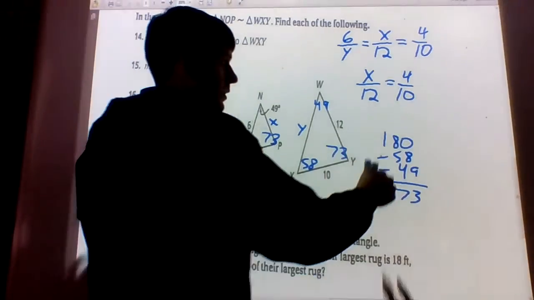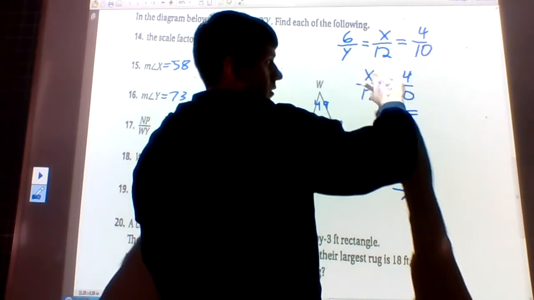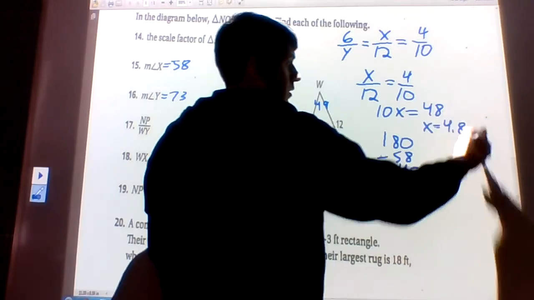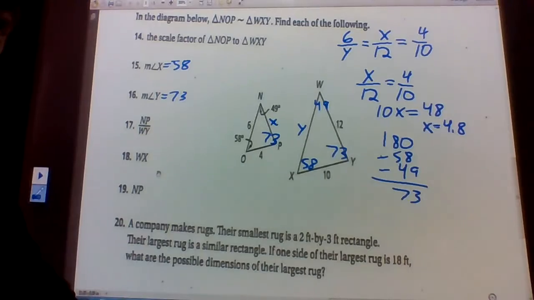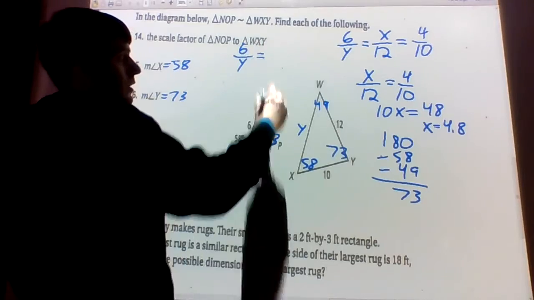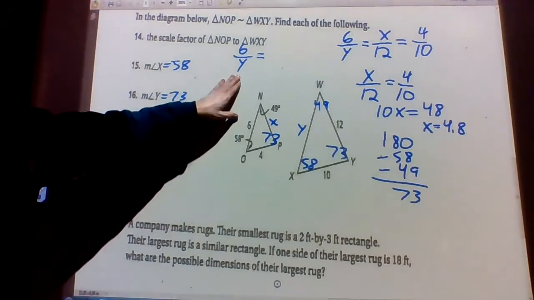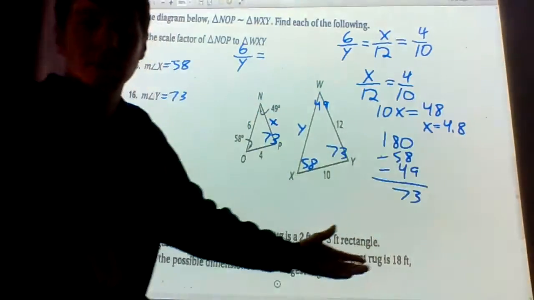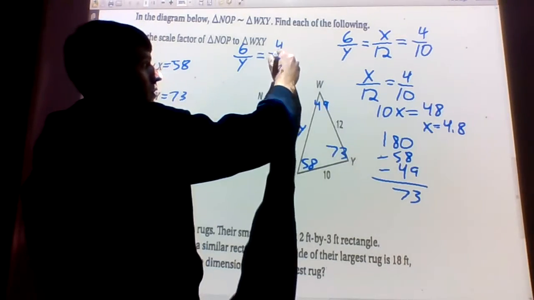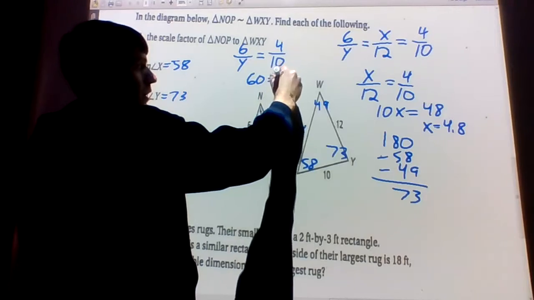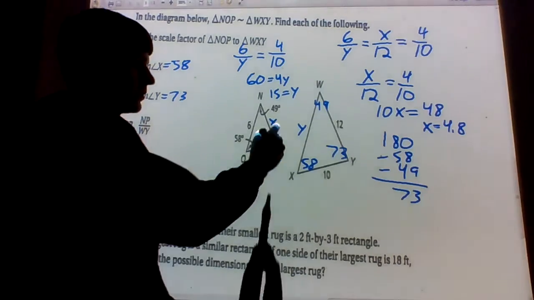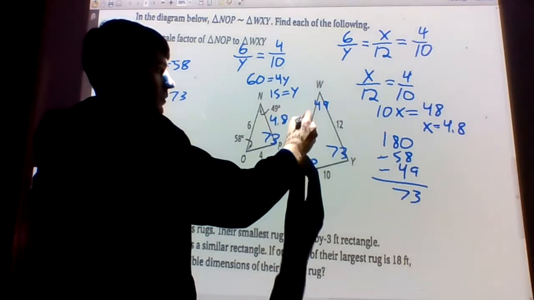Okay, and then to solve that, you cross multiply, so you're going to get 10x equals 48. 12 times 4 is 48. Divided by 10, x is going to be 4.8. To solve for y, again, I'm going to pick 4 over 10 because it doesn't have any other variables. We could plug x back in and do 4.8 over 12, but I'm just going to stick with 4 over 10. We cross multiply, so you get 60 equals 4y. Divide by 4, you're going to get 15 equals y. So we know x here is 4.8, and we know y is 15.